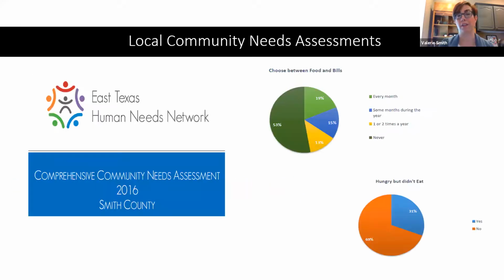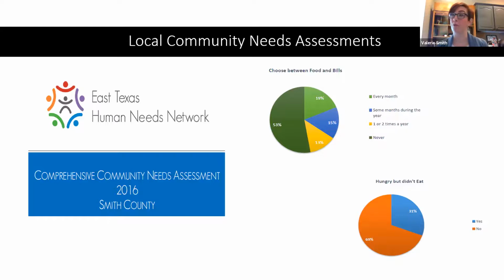So we had an organization in Tyler in Smith County that was already conducting needs assessments, and that was the East Texas Human Needs Network. Every 3 years, they did their first one in 2013. They're a relatively new organization, but on a 3-year cycle, conduct a comprehensive community needs assessment.